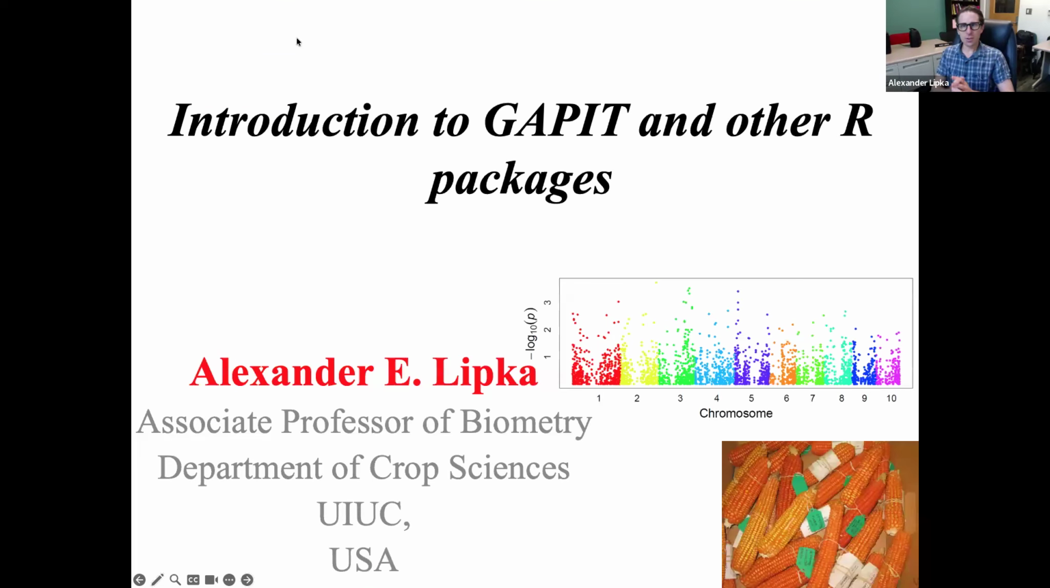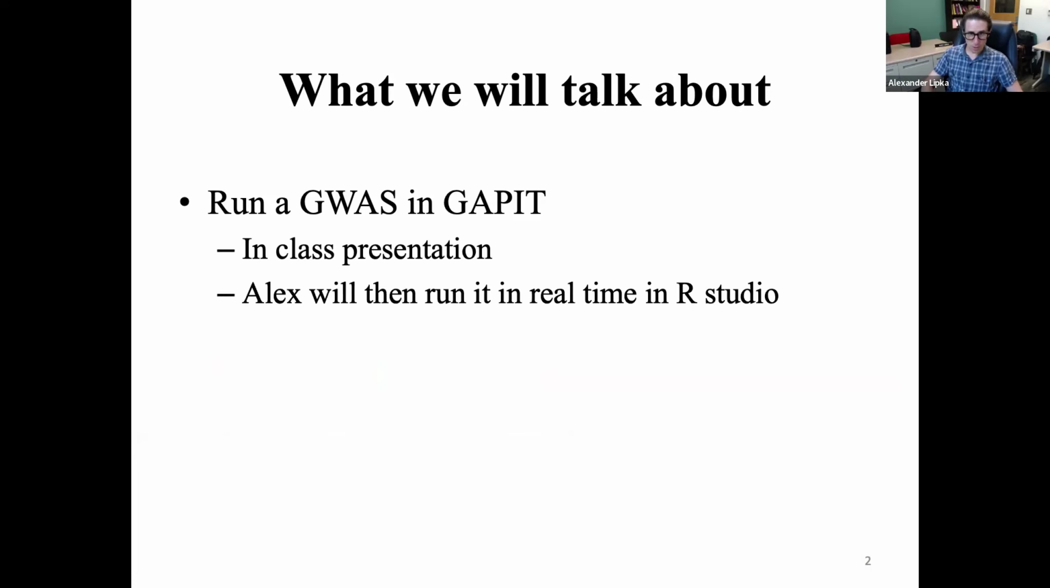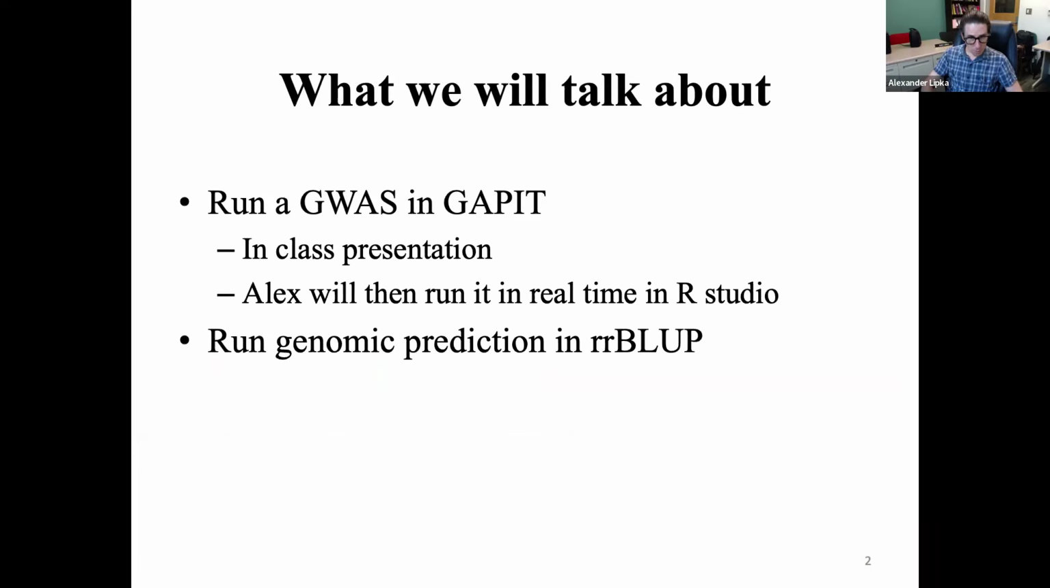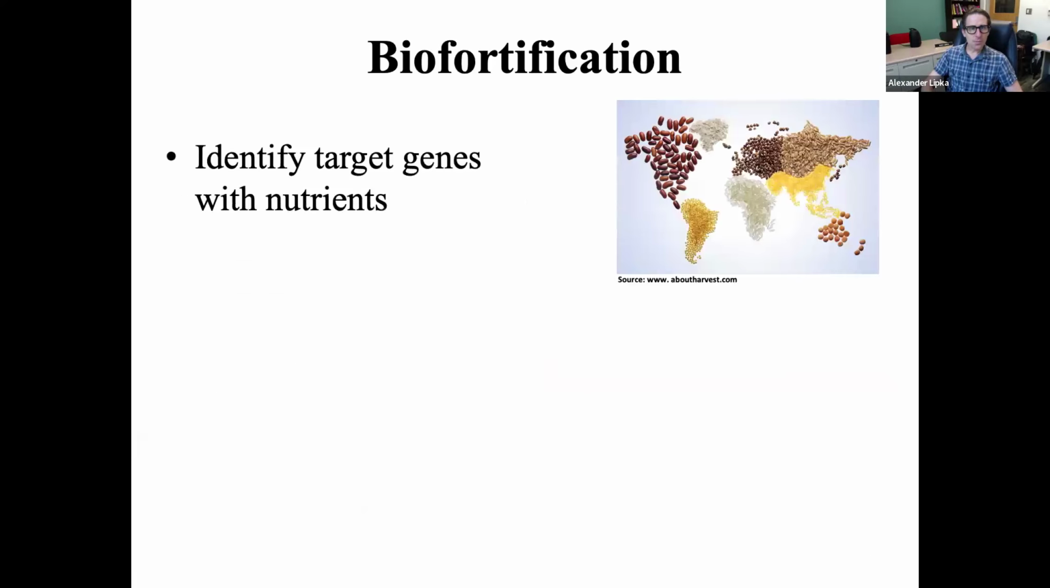Introduction to GAPIT and other R packages. So what we're going to talk about is we're going to run a GWAS in GAPIT. First, I'm going to start with an in-class presentation, then I'll run it in real time. Then we'll run genomic prediction using the rrBLUP R package. We'll do it in class, and then we'll run it in real time.